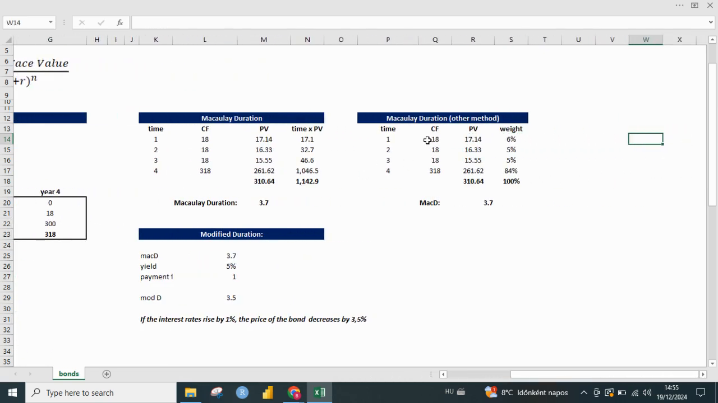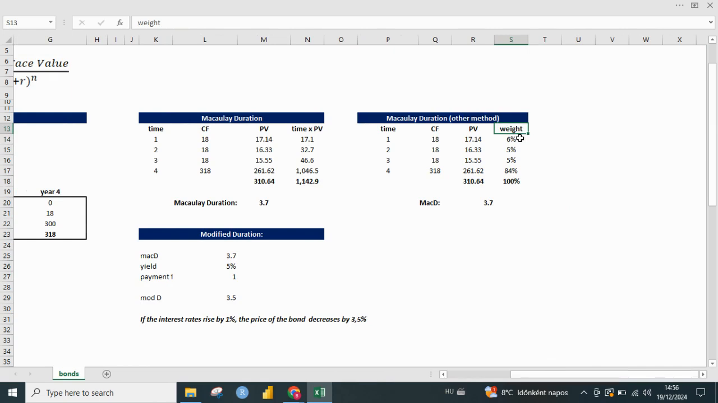So here you can see that in the first 3 years we have an 18 and then a 318. So far this chart is totally the same as here. Here the years are obviously the same, and here we have no difference so far because we simply linked the present value formulas from the previous sheet, and when we add them up, we get the present value of the bond. But what differs here is the weight.